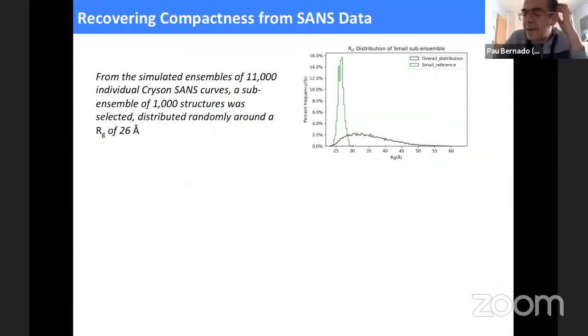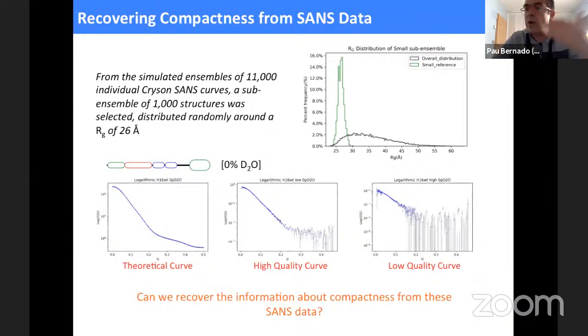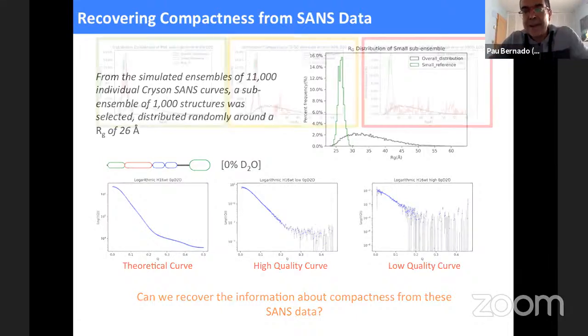What we wanted to see is whether our data contain structural information that is valuable, relevant, and unique coming from SANS. For that, among our large ensemble of 11,000, we selected a subensemble of 1,000 structures that were very compact. From this subensemble, we computed SAXS data in all of the experimental conditions. For instance, in this case, you have this beautiful theoretical SANS curve. Then we added noise to make it experimental-like, and we submitted those curves into the EOM approach. And then we have different scenarios.